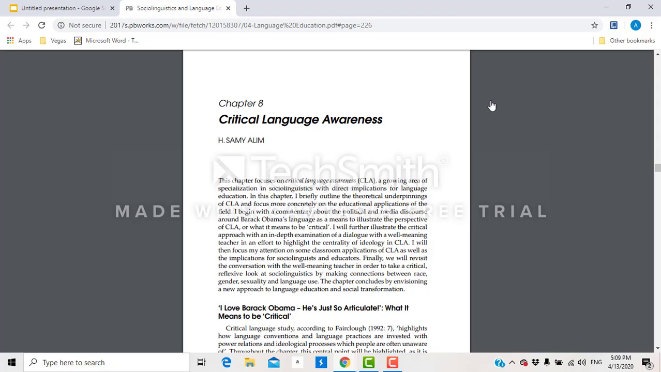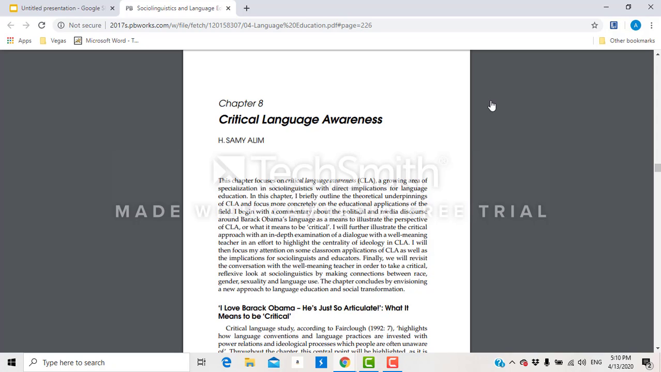So this chapter focuses on critical language awareness, a growing area of specialization in sociolinguistics with direct implications for language education. In this chapter, I briefly outlined the theoretical underpinnings of CLA and focus more concretely on the educational applications of the field. I began with a commentary about political and media discourse around Barack Obama's language as a means to illustrate the perspective of CLA, or what it means to be critical.